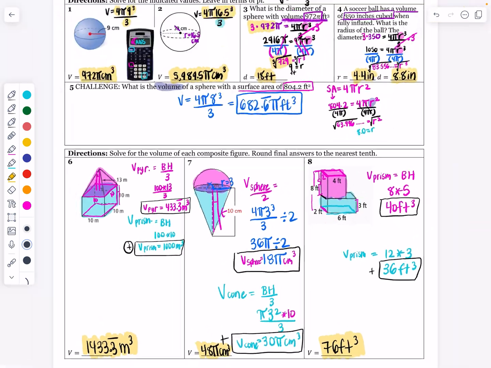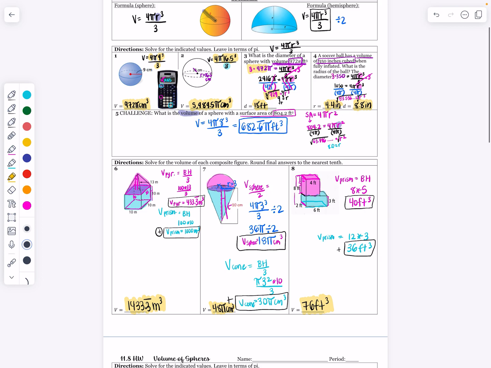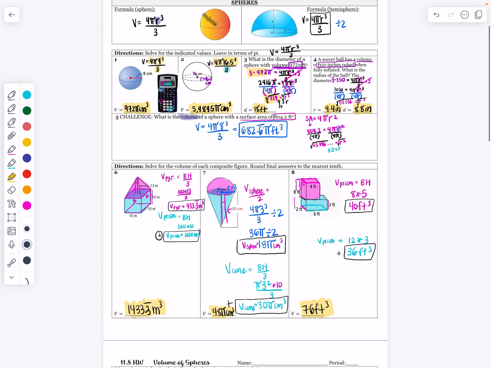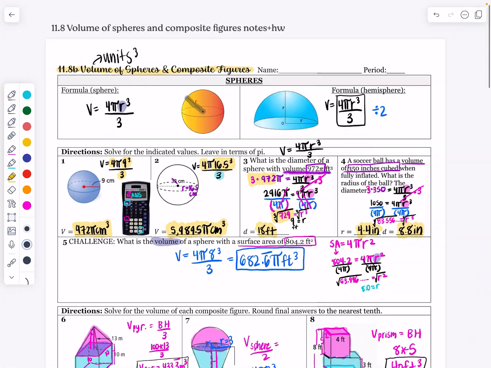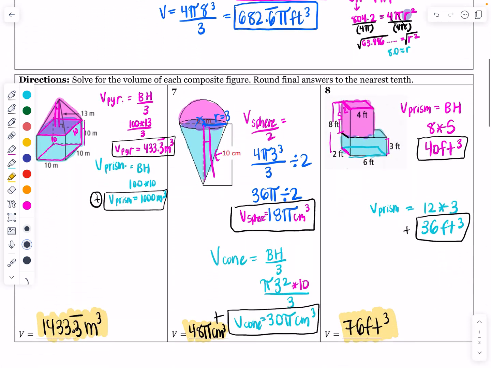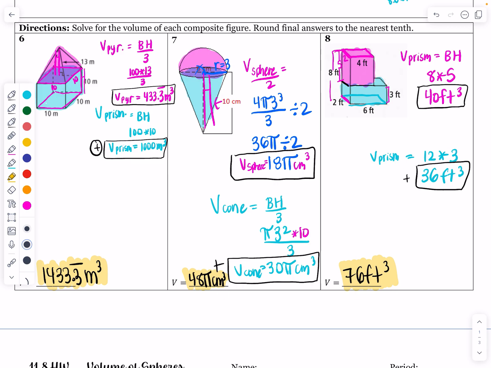All right, so your assignment is on the back. If you are having trouble with raising things to the third power or cubing things, you can always YouTube a video of like TI-30X cubing or TI-30X cube rooting. And then if you want to come by my room and see me before the test this week, if you're struggling with that, you can also do that.